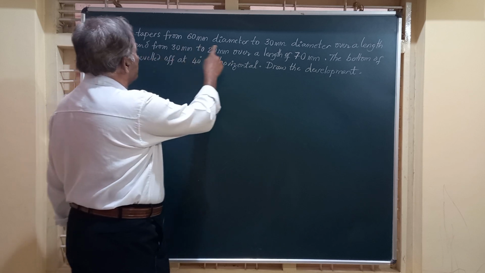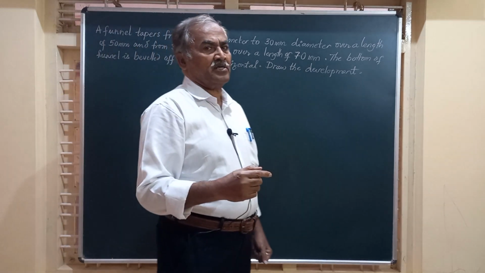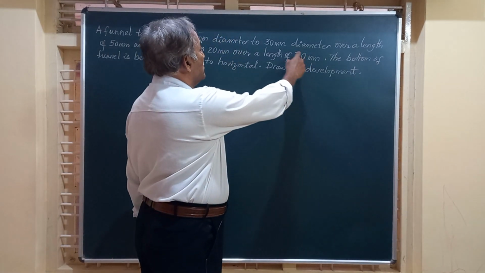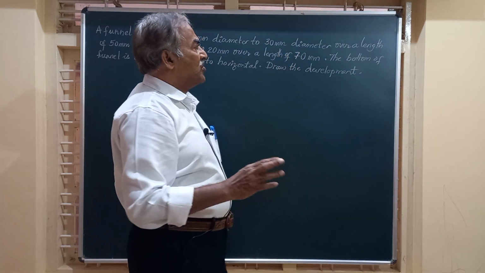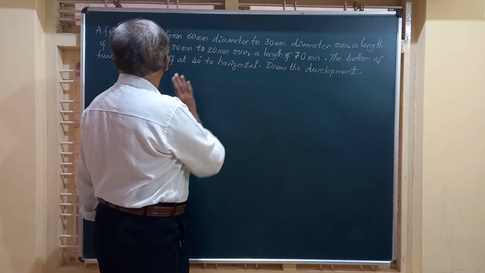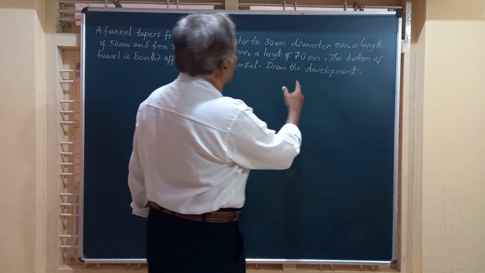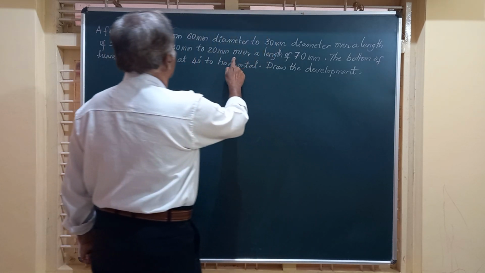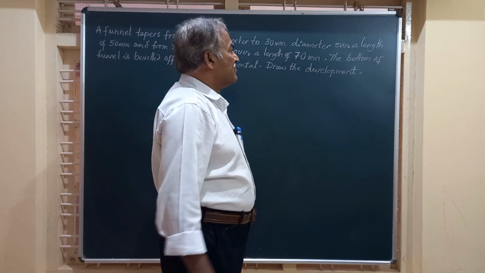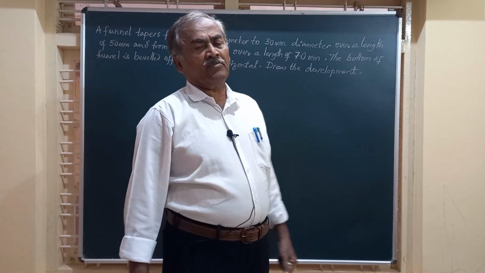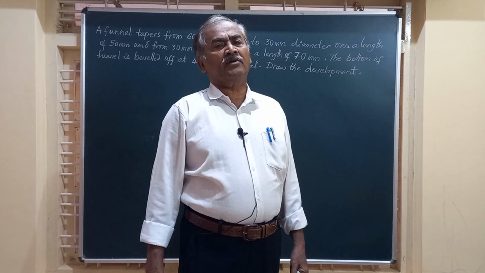A funnel tapers from 60 mm diameter to 30 mm diameter over a length of 50 mm, and from 30 mm to 20 mm over a length of 70 mm, and he is asking us to draw the development.